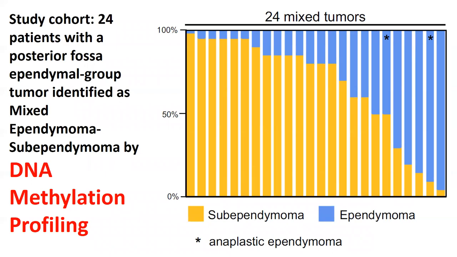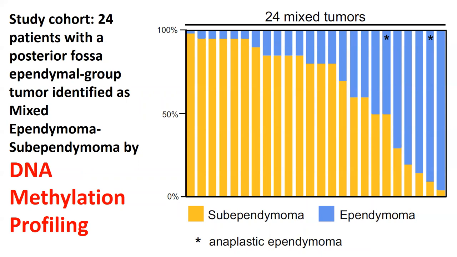They had 24 patients with a posterior fossa ependymal group tumor identified, which means ependymoma, subependymoma, mixed ependymoma-subependymoma. How did they identify them? By histology? No. By DNA methylation profiling. Some of these tumors were pure histologic ependymoma. Some were pure subependymoma. All of them, by DNA methylation profiling, which can separate ependymoma from subependymoma from mixed ependymoma-subependymoma, were mixed ependymoma-subependymoma.